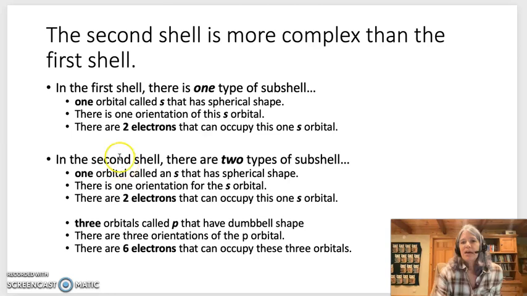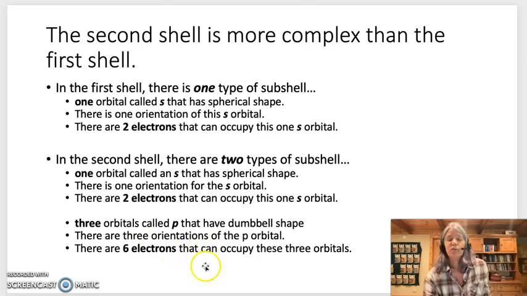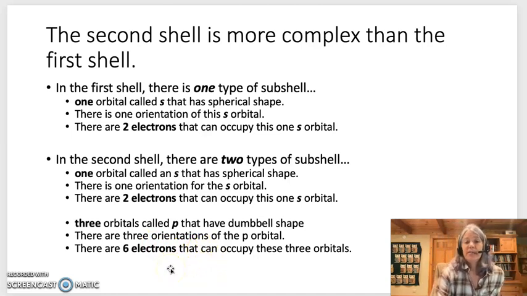Now, when we go to the second shell, we're going to have 2 types of subshells. One of them looks just like the one we used up here, with the s orbital. So we'll have one orbital called an s that has a spherical shape. There'll be only one orientation for something with a spherical shape, and there'll be 2 electrons in that one s orbital. But we're adding complexity as we add each shell. We don't just add a shell, we add more complexity. So in addition to that one s orbital, we're adding 3 orbitals that we call p. The p orbitals are dumbbell shaped, and there are 3 different orientations of the p orbital that we can think of on the 3 axes around the nucleus of the atom. Because there are 3 orbitals and we can put 2 electrons in each one, we can have 6 electrons that can occupy these orbitals. So that's what I mean by adding complexity.